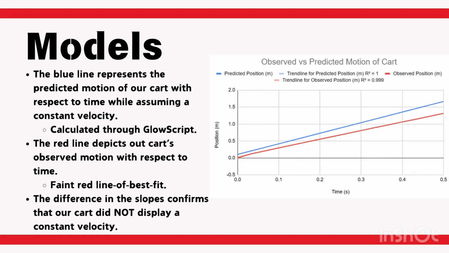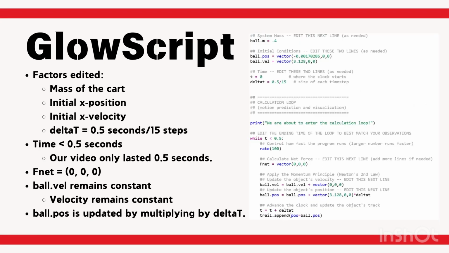If our cart did display a constant velocity during the experiment, then it would have had the same slope as the predicted blue line. And here's the GlowScript code on the right where the picture is. That's the main section in which I changed the code. Some of the factors edited were the mass of the cart. I changed it to 0.4 to represent 0.4 kilograms or 400 grams.